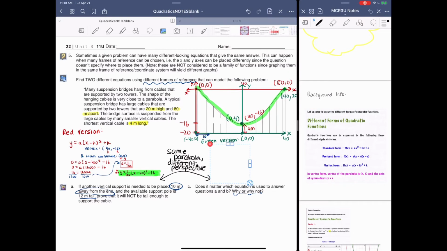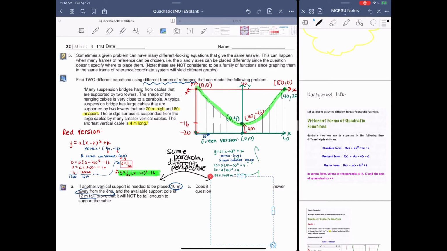Okay, so for the green version, I have y equals a bracket x minus h squared plus k. I'm going to plug in the coordinate 40, 20, a single coordinate that goes through the green parabola. I plug in my h and k and x and y, and I get the following. So that part is going to simplify to 20 equals a times 40 squared plus 4. 40 squared is equal to 1,600. So I get 20 equals 1,600a plus 4.